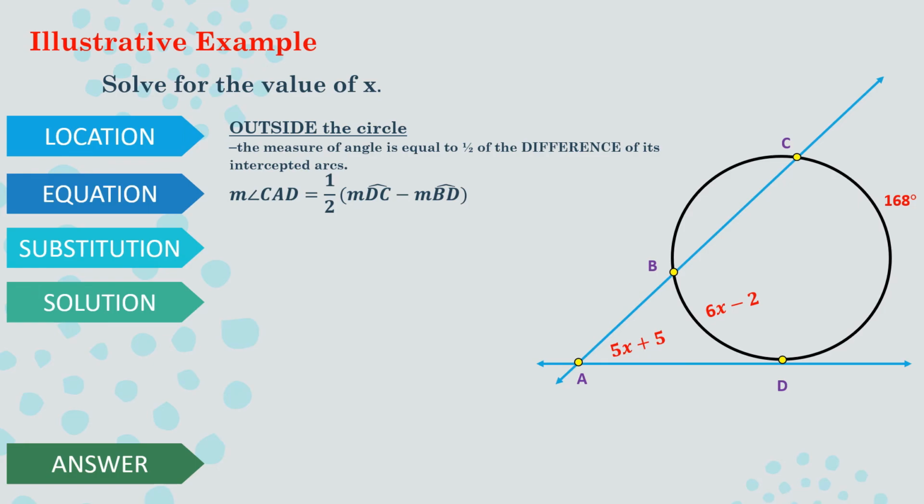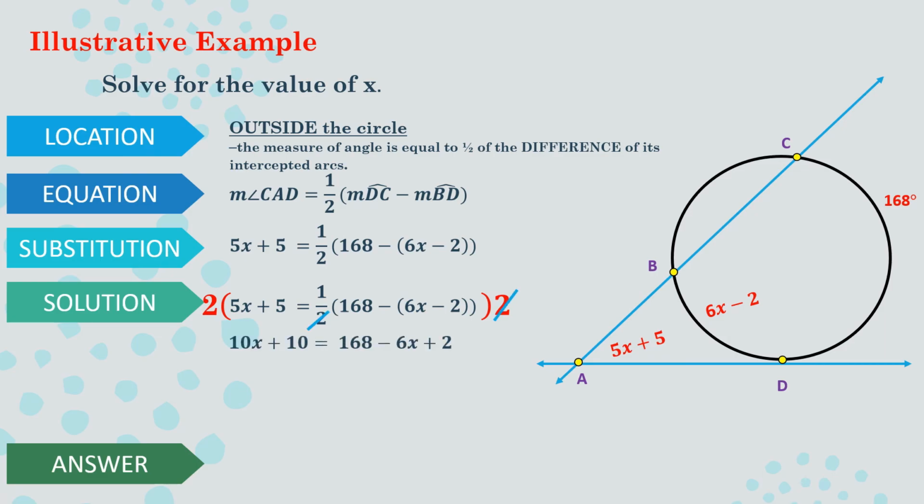And we're going to use the given values on our figure to replace the measurements on our given equation. So we will have 5x plus 5 replacing angle CAD is equal to 1/2 of 168 replacing arc DC minus quantity 6x minus 2 replacing measure of arc BD. Then solving for this, we multiply both sides by 2 to remove the 1/2, and that will give us 10x plus 10, that is 2 times 5x plus 5, is equal to 168. Distributing the minus sign to quantity 6x minus 2 will give you negative 6x plus 2.